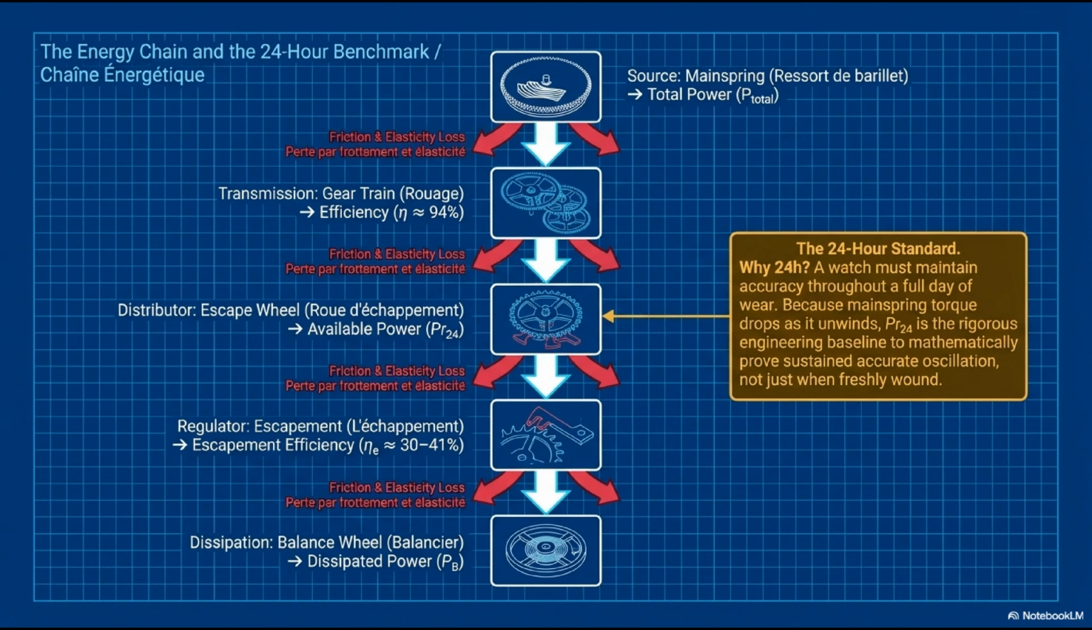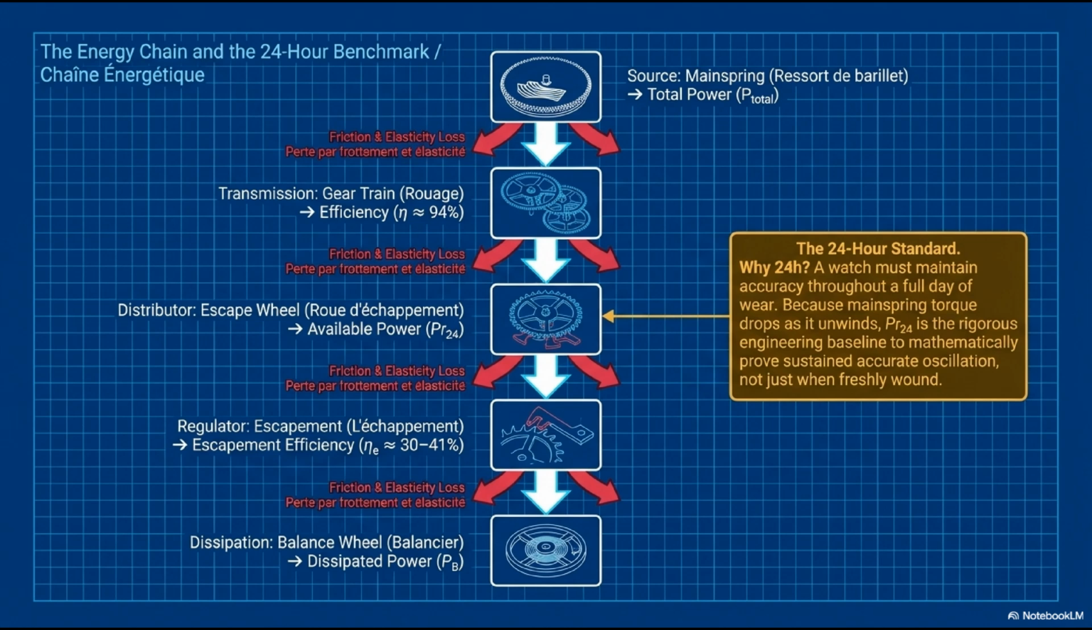Stage 3, the escape wheel receives the available power P_R24. Stage 4, the escapement delivers power to the balance wheel with an efficiency of approximately 30 to 41%. The remainder, 59 to 70%, is lost to friction, inertia, and shock. Stage 5, the balance wheel receives the delivered power P_B that sustains its oscillation.